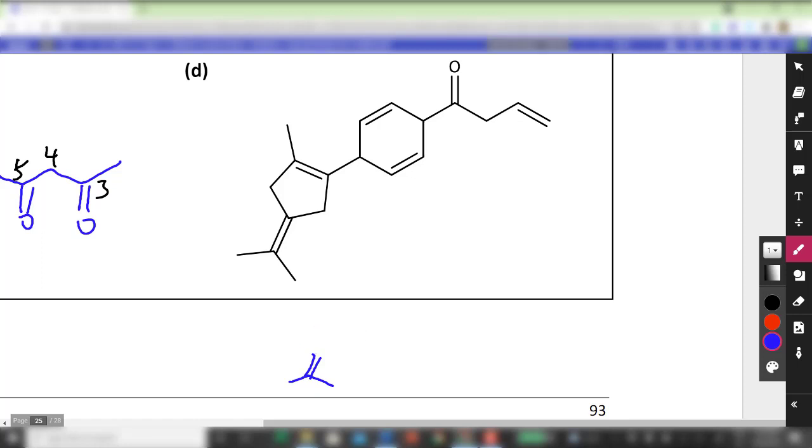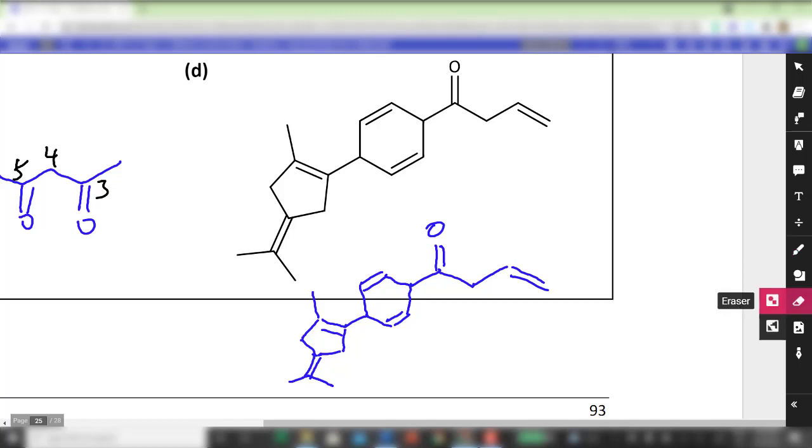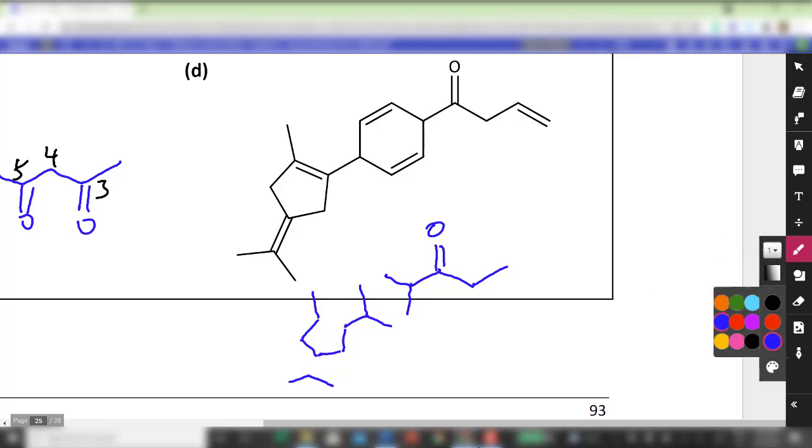Wait, sorry, I thought I should draw this out separately. Like this, and then like this, and then the double bond, and then the double bond, and then a ketone here, and then a CC double bond. So if you recall what I did earlier on, basically erasing actually helps a lot. So all I need to do is erase, and erase. And then after that, I'm just going to replace them with a double bond O.